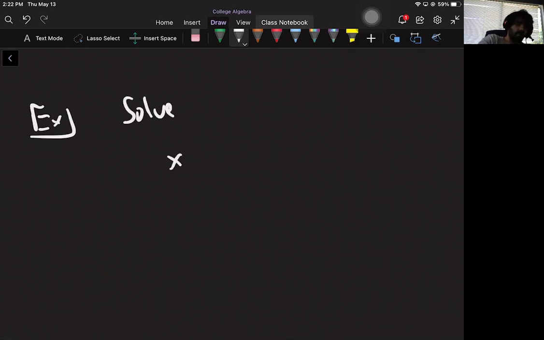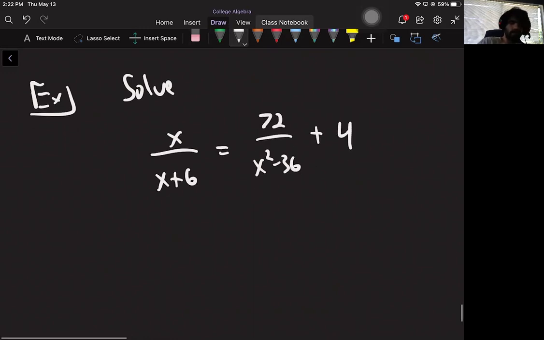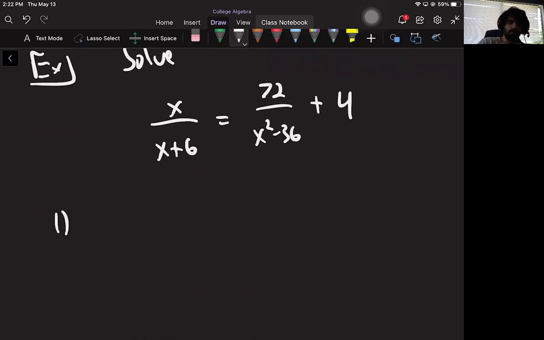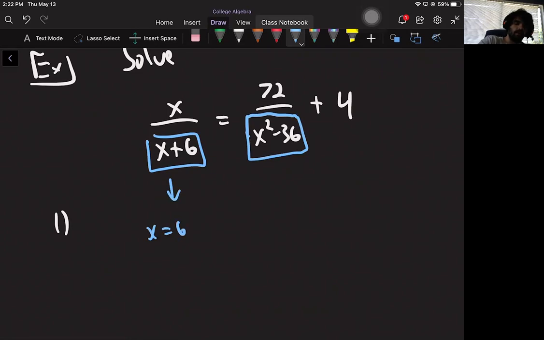Solve x over x plus 6 equals, or sorry, 72 over x squared minus 36 plus 4. Okay, so same thing. This one looks a bit weird because 4 doesn't seem like a fraction, but you can think of a number as divided by 1 if you really want it to be a fraction. But in any case, the first thing I need to do is set all the denominators equal to 0 to discover, oops, x plus 6, sorry, to discover when I divide by 0.